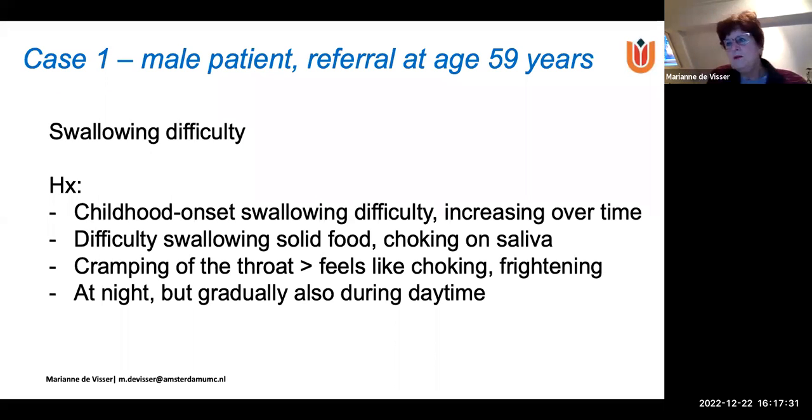A male patient who was referred at age 59 years because of swallowing difficulty. When we took the history, he said that actually he had swallowing difficulty from childhood onwards, but it increased over time. He had difficulty swallowing, in particular, of solid food and was choking on saliva. But the history also mentioned that he suffered from cramping of the throat, which felt like choking, and that was very frightening. It occurred at night, but gradually also during daytime.